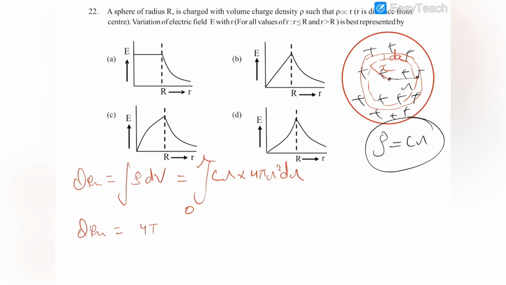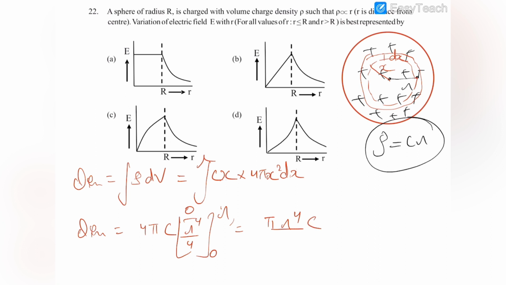So this is 4 pi c, and this would be r to the power 4 by 4. In fact, you can see that it is 4 pi x square dx, and this is also x. Okay, so this limit would be from 0 to r, and therefore you can say that it is pi r to the power 4 into c.